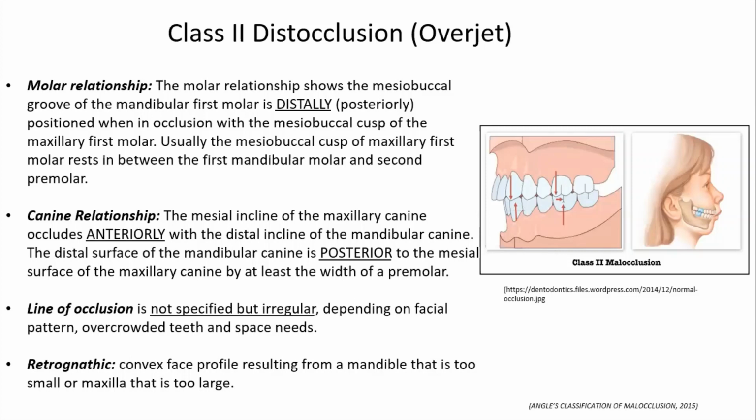When we look at the line of occlusion in the arch, it's not specified, it's irregular. And again, this depends on facial pattern and overcrowding of teeth and maybe space needs. These patients have a profile that's termed retrognathic. This is a convex face profile, and it results from a mandible that is too small or a maxilla that is too large.